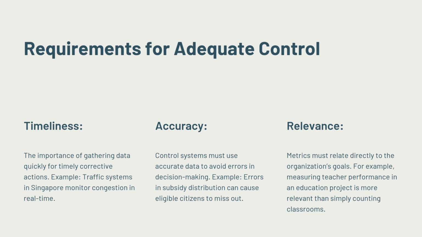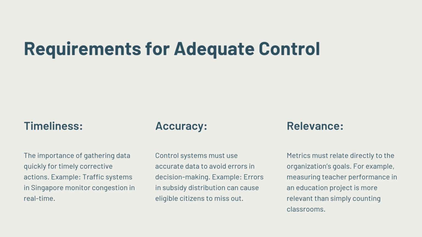Accuracy means that the information gathered must be accurate and correct. It must be verified. For example, if the data on student enrollment in government run educational programs is incorrect, it could lead to misallocation of resources. Accurate data ensures that decisions are based on reality, not assumptions.